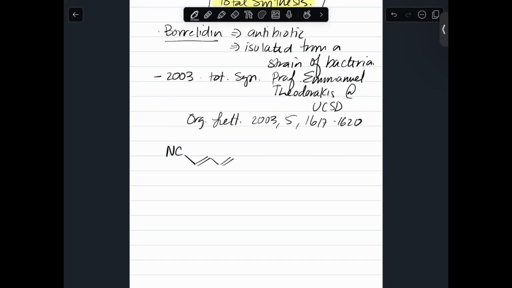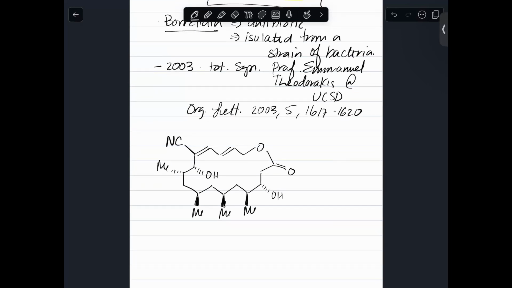It is a cyclic structure. It does look overwhelming because there are so many stereocenters to it. Okay. So here's the cyclic structure to it. We are only going to focus on the bottom half. I'll only discuss the bottom half of the molecule, because as you can tell, that's where all the stereochemistry is.